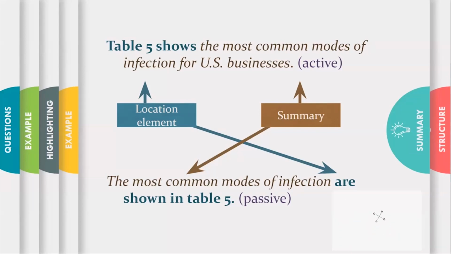Let me read it out loud. So table 5 or figure 1, 2, 3, whatever location you provide, or graph or chart, shows that the most common modes of infection for youth businesses. And then you go on explaining or giving a summary. So that's the summary statement. And before the summary statement, we have the location element, or sometimes if it's passive, the location element might be in the latter part. The subject would be the summary statement. So that's how it goes. So that's the primary structure.